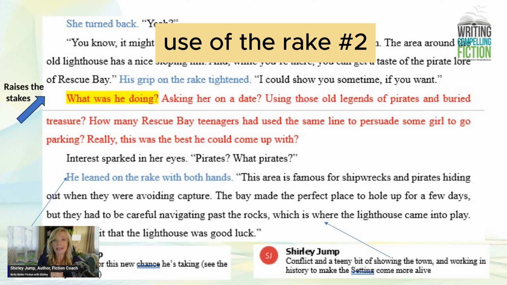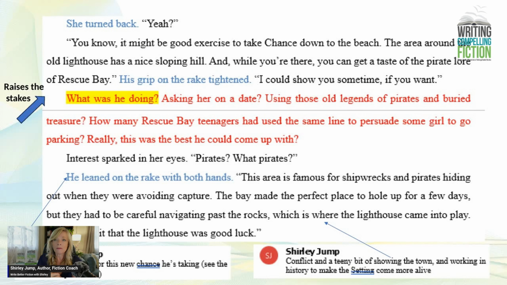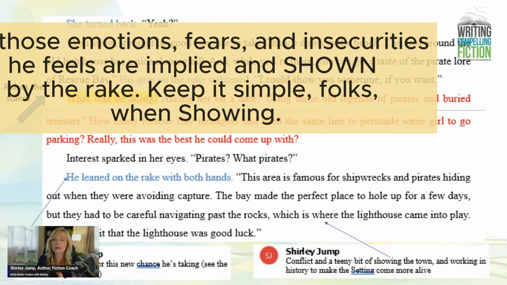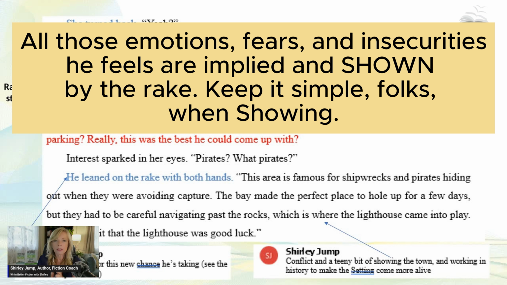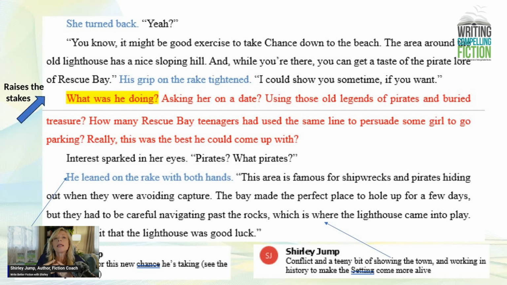His grip on the rake tightened because now he's a little nervous. He's asking her on a date, and he's been kind of cranky up until now. And he's not sure if she's going to want him. Again, his conflict is, I don't want to open up about the reason why I'm living in this solitude. Raising the stakes for him is asking her on a date.